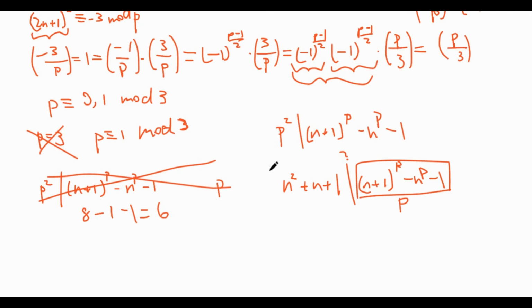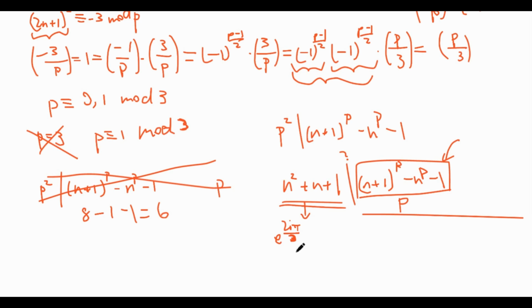N squared plus n plus 1 divides (n plus 1) to the power of p minus n to the power of p minus 1. How might we go about doing this? Well, by the factor theorem, if we prove that all of the roots of this, when plugged into this thing, make it vanish, then that means this thing divides this thing. So what are the roots of n squared plus n plus 1? Well, the roots are just the primitive third roots of unity. In other words, e to the 2i pi over 3 and e to the 4i pi over 3.